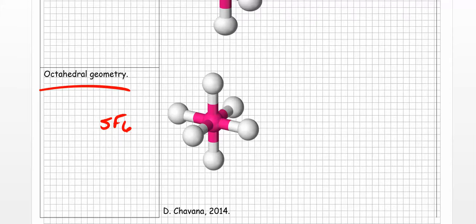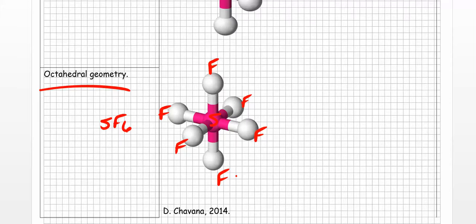We've got sulfur in the middle, so I'll put a sulfur right there, and we're going to have a fluorine here, a fluorine here, a fluorine here, and a fluorine here, and that kind of forms the plane. Then we'll have one up and one down. So sulfur hexafluoride is an example of an octahedral geometry. One thing in the middle and four things out in the plane, one thing up and one thing down.